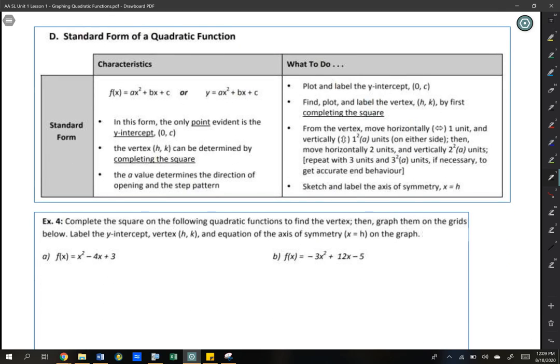Right, standard form of a quadratic, right? One of the things to point out when we have a standard form setup, the C will tell us the y-intercept. So we're going to know that by looking at the C value, right? The vertex (h, k) can be determined by completing the square, and the A value determines opening up or down.